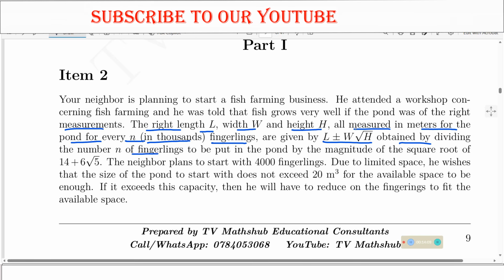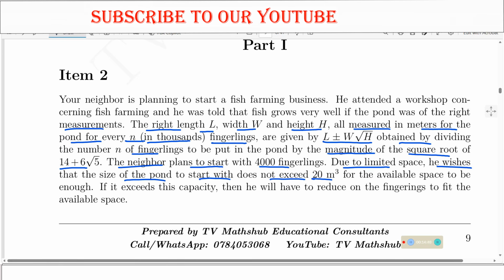So we obtain this by dividing the number N of fingerlings to be put in the pond by the magnitude of the square root of 14 plus 6 square root of 5. The neighbor plans to start with 4,000 fingerlings, but due to limited space, he wishes that the size of the pond to start with does not exceed 20 meters cubed.